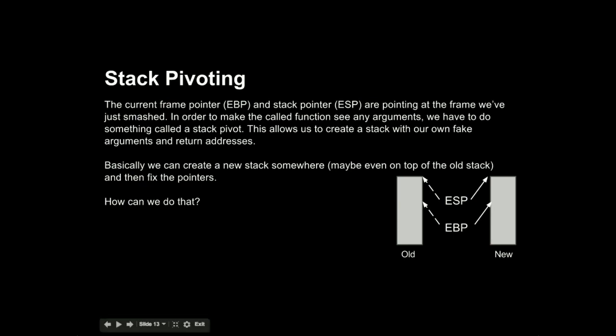If we want to make the offsets work correctly and we want it to be able to see arguments, we need to set up a new stack. Then we need to figure out some way to make these pointers correct. We want them to point into the new stack. This new stack could exist on top of the frame that we've smashed. It could be somewhere in the heap. It doesn't really matter where it is. All that matters is that it looks enough like a stack that this function will be able to run correctly and do what we want it to do.